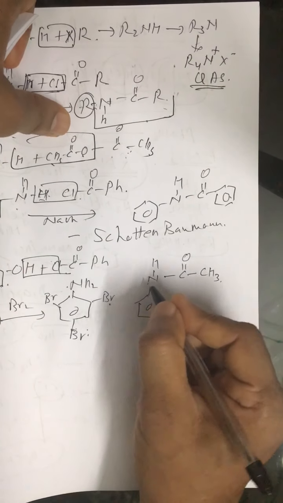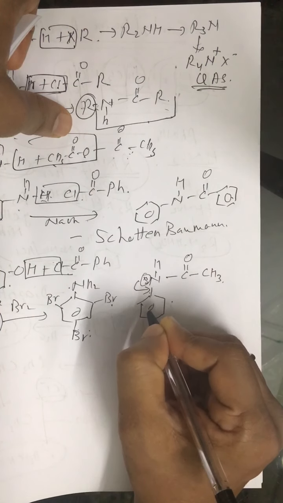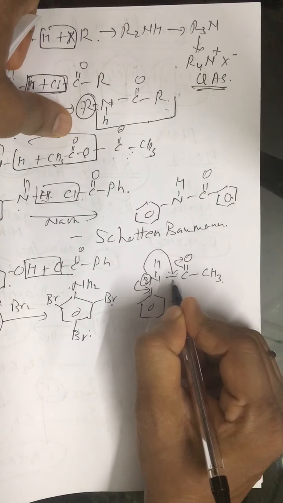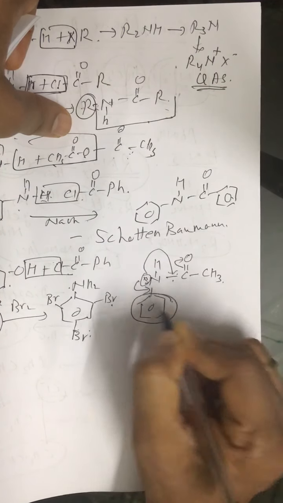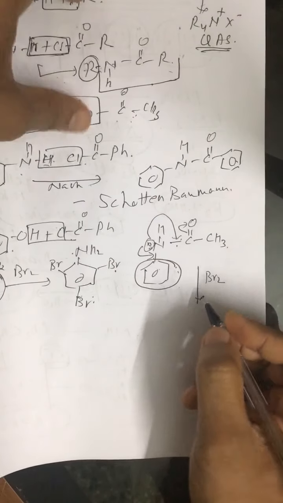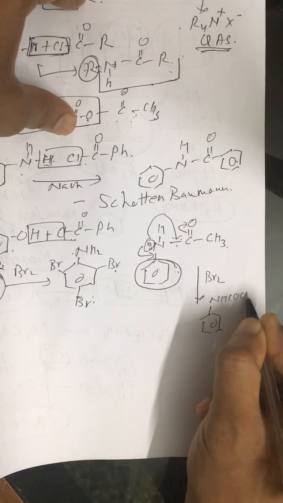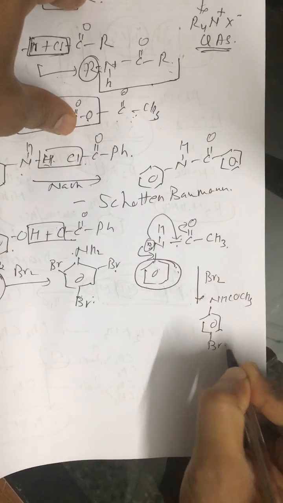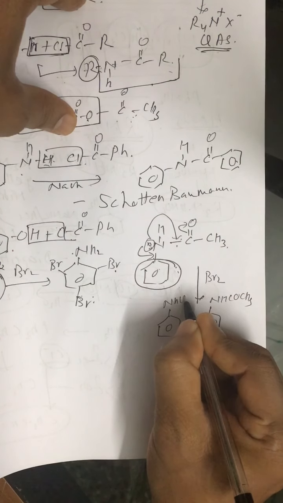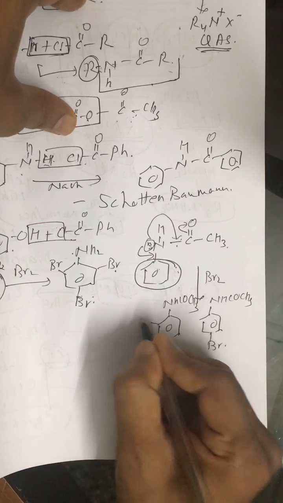In acetanilide, the lone pair of nitrogen moves towards the benzene ring, no doubt, but it also moves in the opposite direction. So the activity of the benzene ring is reduced. Now if it is brominated, we get ortho and para substituted products, with NHCOCH3 at the para position and at the ortho position. So we get ortho and para bromoacetanilide, like this.